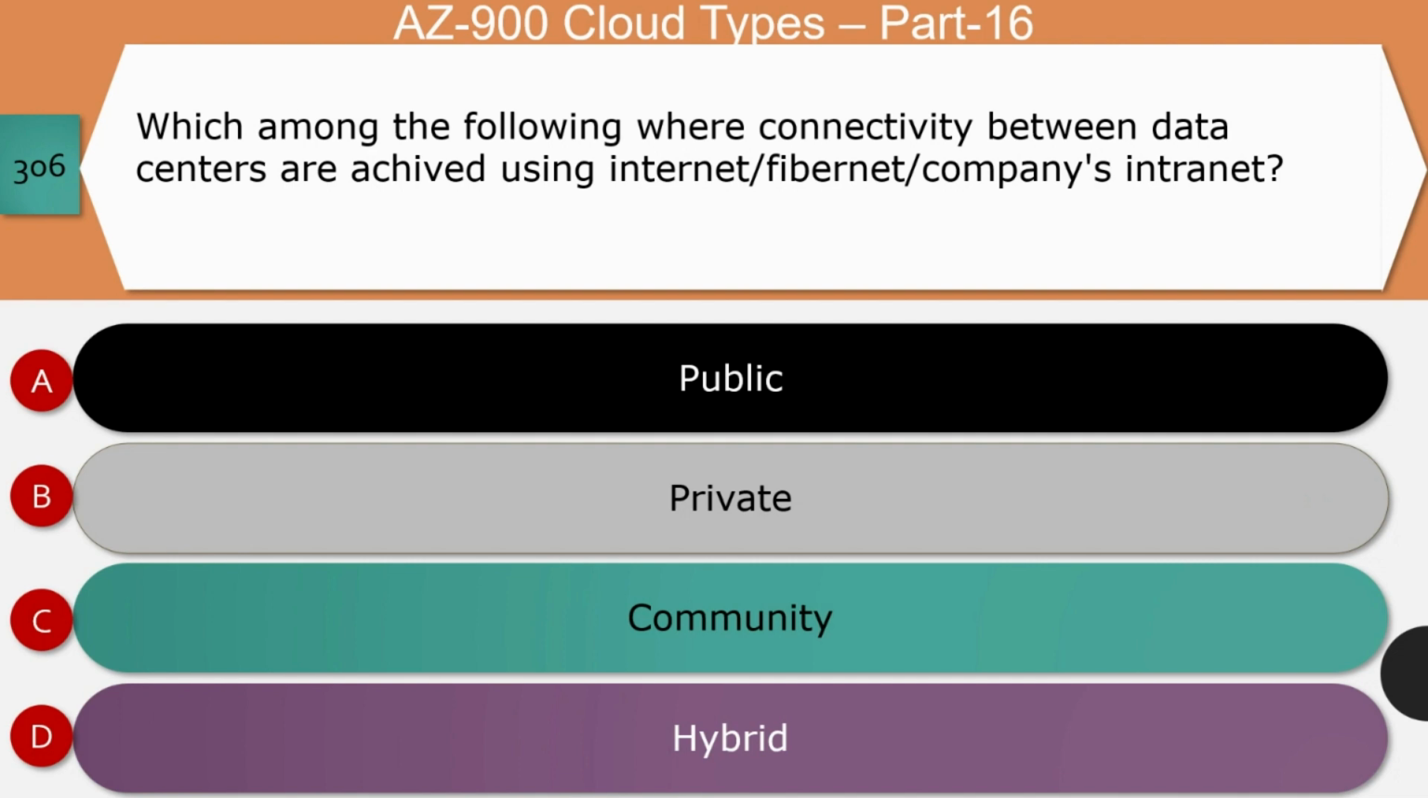Next question, which among the following has connectivity between data centers achieved using internet or fiber net or company intranet? Is it public, private, community, or hybrid? The correct answer for this question is private. Let's see the reason for this answer. This is a tricky question. Public cloud won't use intranet, and so it is not the answer. Hybrid cloud normally won't go for fiber net, and so it is not the answer. The reason why hybrid cloud is not going for fiber net is because it's costlier for them. Similarly, community cloud won't go for high cost fiber net. With that, private cloud uses fiber net for high speed data exchange between the co-located data centers. It uses it for daily activities and uses the internet secure connection to connect to the external world, and so it is the right answer. That is option B.